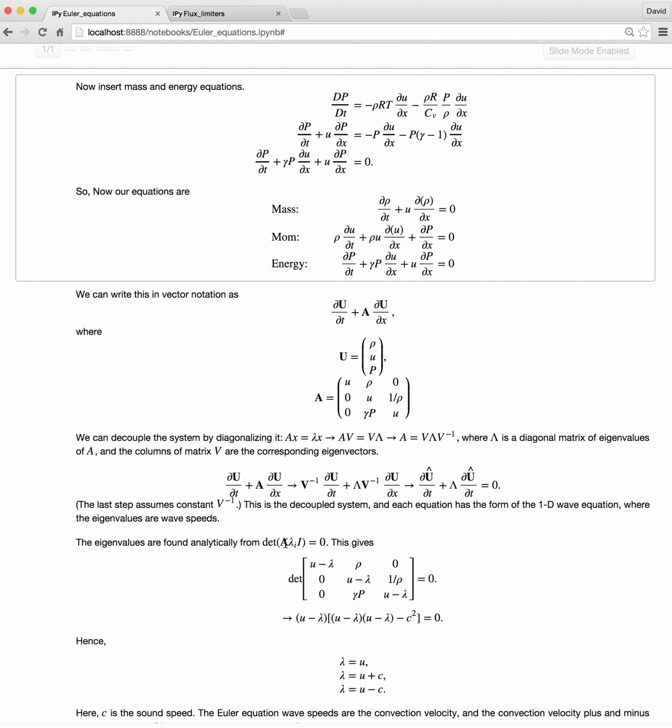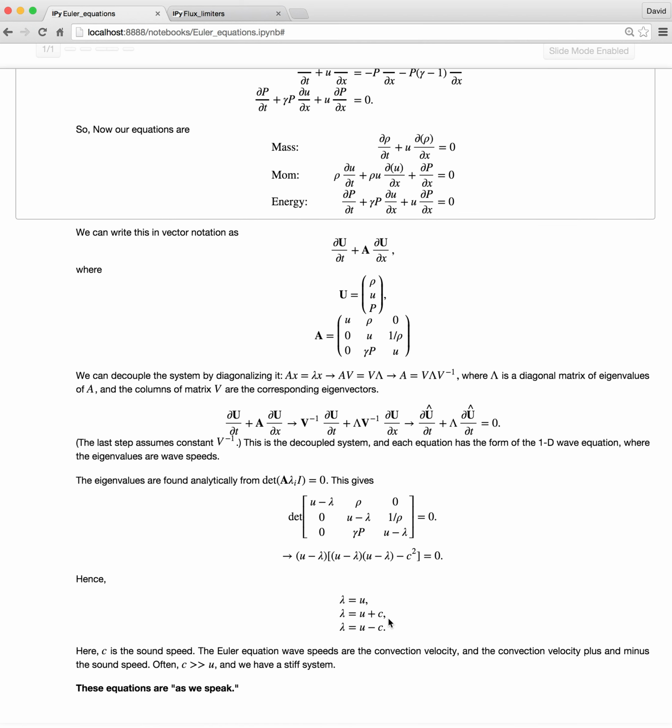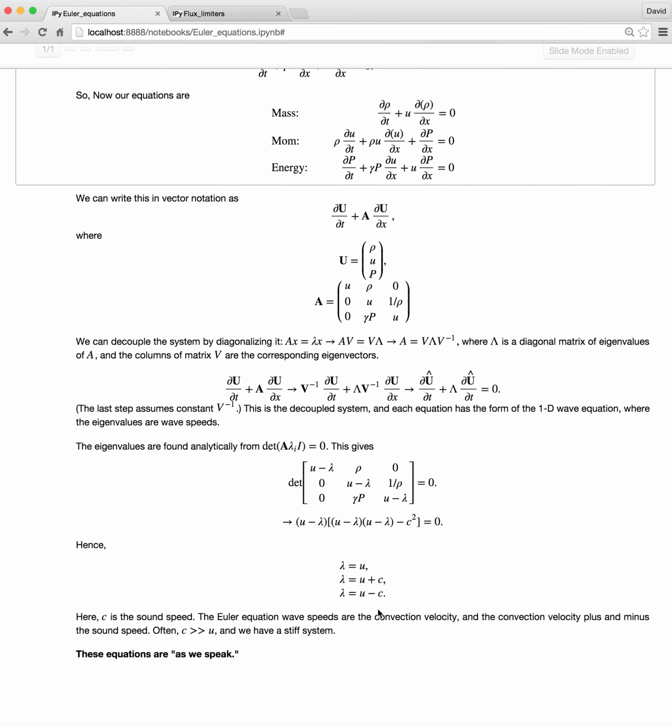I'm sorry, this should be A minus lambda times the identity matrix. So if we set that equal to 0 and solve for the determinant, then we get the following polynomial, which we can solve directly for the eigenvalues. So we have lambda equals u plus c, and lambda equals u minus c. Those would be the three eigenvalues of the system.